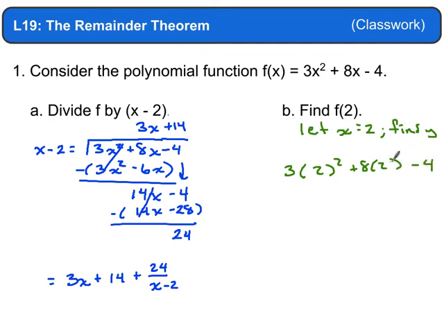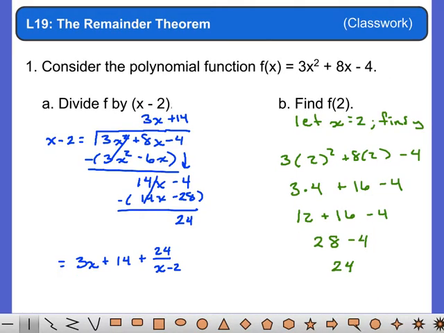And then we'll just calculate that. To simplify it a little bit, this would be 3 times 4. This 8 times 2 is 16. We minus 4. This is a 12 plus a 16 minus a 4. We get 28 minus a 4, and we get 24. The goal here is to see that there is a connection between these two numbers.